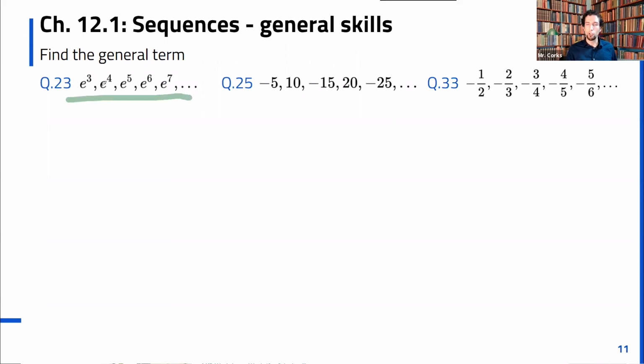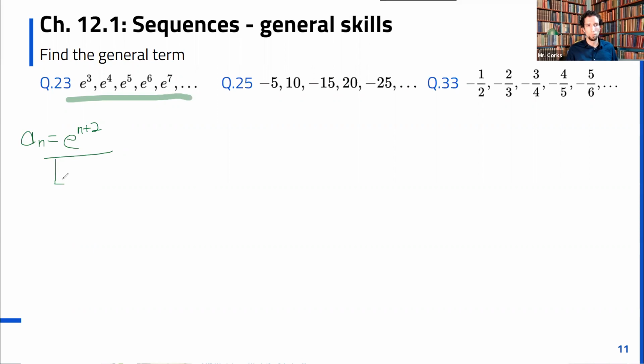We want to find a general term. So a_n equals something that will give us this sequence here. Does anyone have an idea of what we could do? e to the exponent n plus 2. e to the exponent n plus 2. Okay, so that seems like a good guess. How can we confirm, or check if we have this right?